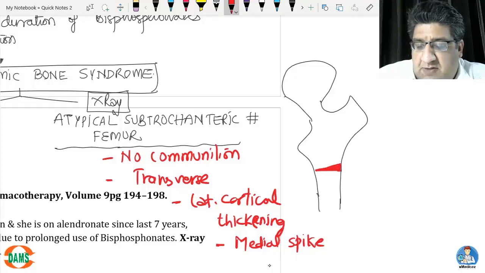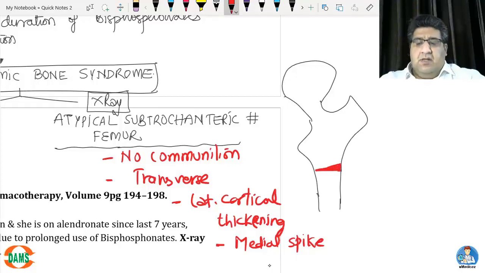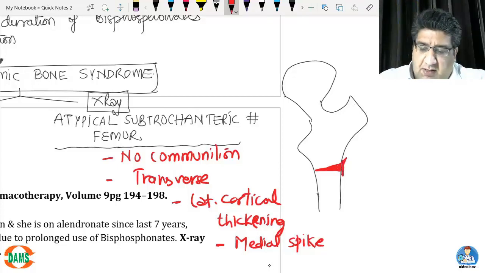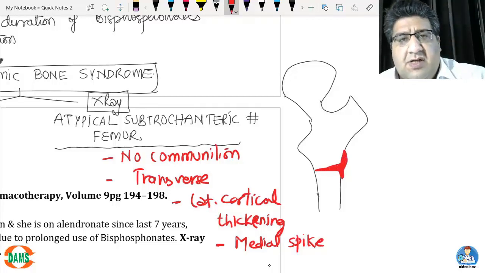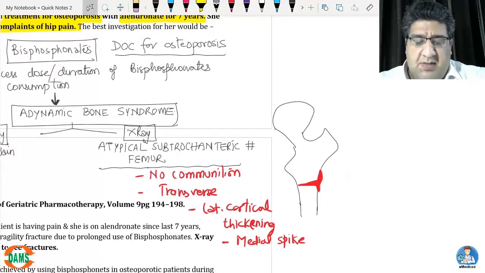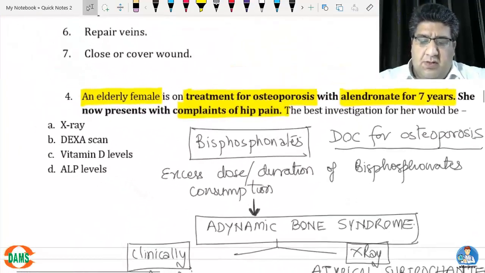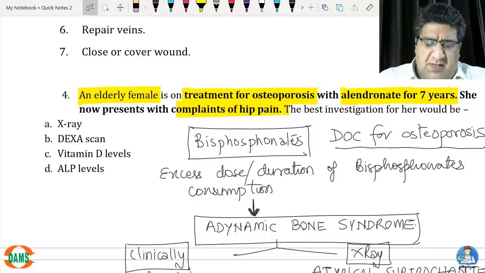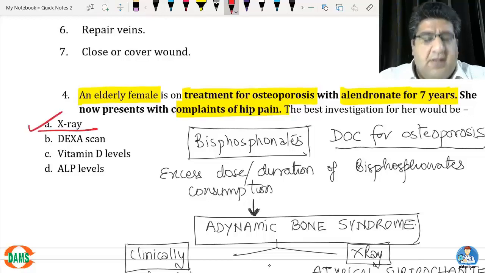Alright, so these fractures will be almost like this. They will have a lateral cortical thickening. They have a medial spike. And there are transverse lines without any comminution. Does that make sense to you? So the next investigation, or the best investigation for her, would be X-ray.